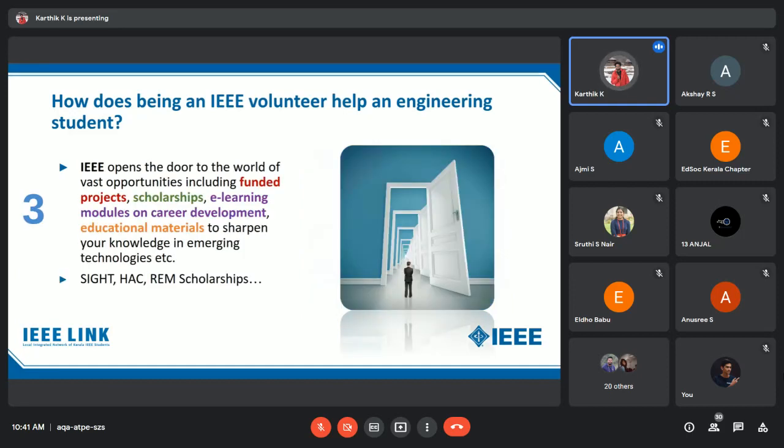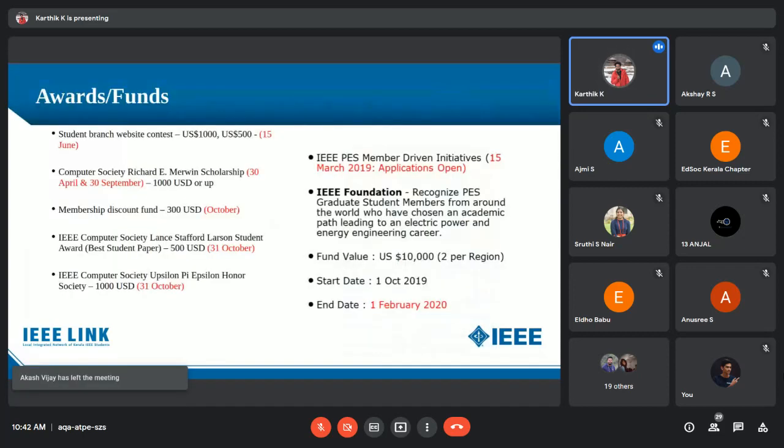The next one is that IEEE opens a door for funded projects, scholarships, e-learning modules, career development, etc. So we have some scholarship opportunities within IEEE itself. Let's see what those scholarship opportunities are. I'm not reading out every scholarship opportunity, but something I would like to mention is the Student Prize website contest. If you do it in a really good manner, you can easily bag $1,000 within IEEE itself.